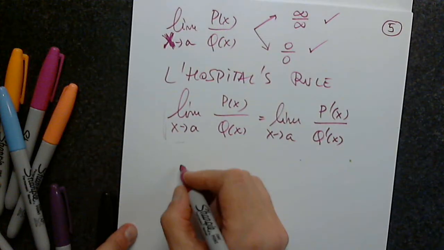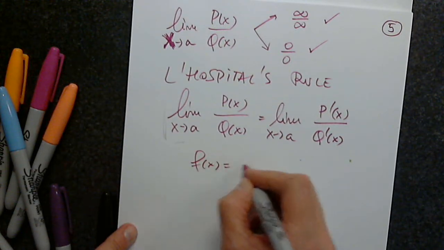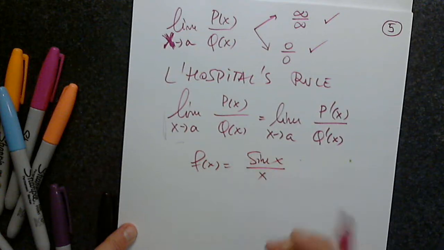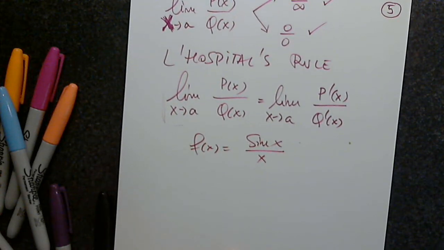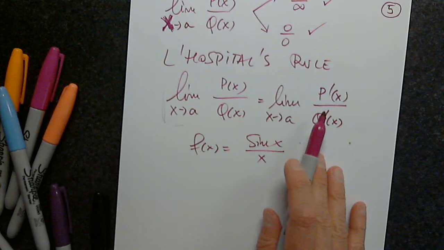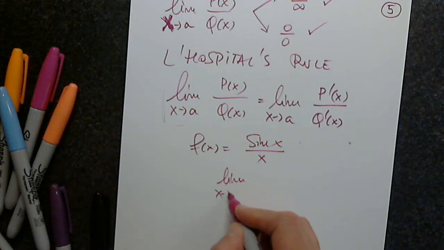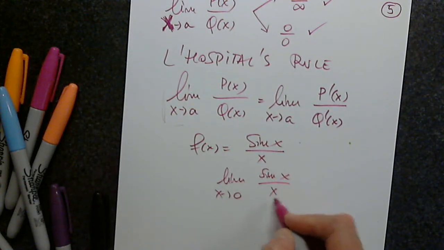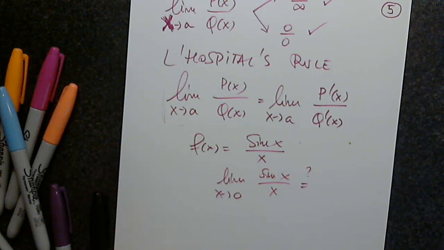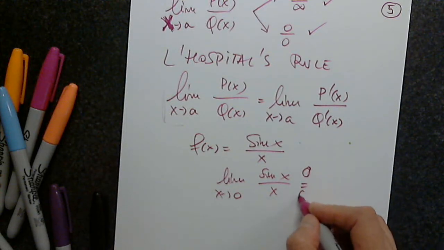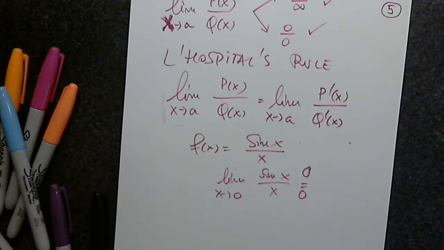Okay, and now I want to talk about the function sine x over x, which we don't know how to differentiate yet. So if I want to determine the limit as x approaches 0 of sine x over x, we don't know how to get this. But I know it's 0 over 0. Would you agree? Okay. So let's look at the graph for a moment. I'll come back and we'll use L'Hopital's rule in a blink.